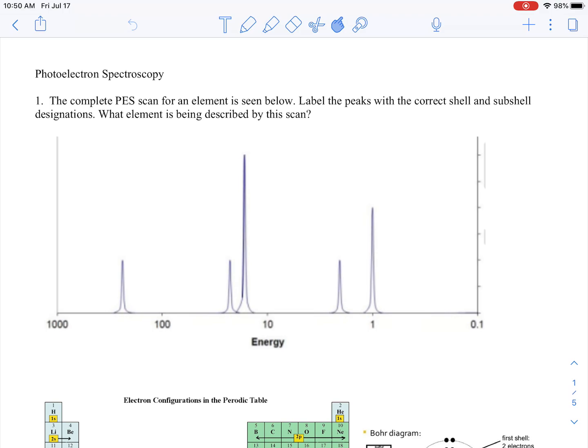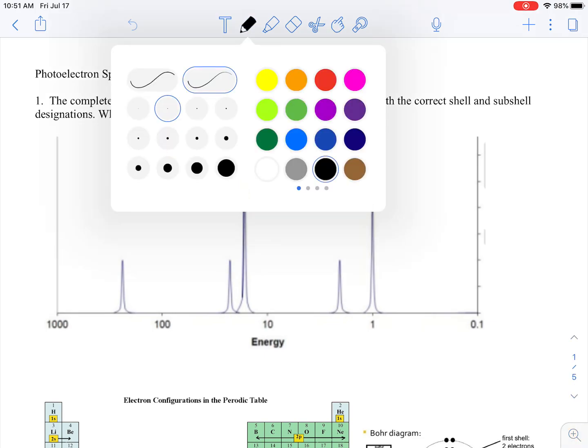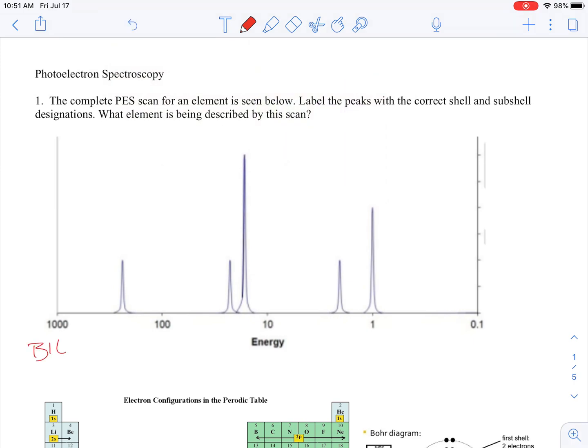Number one here, we're looking at complete photoelectron spectroscopies, as it says here in number one. Now, the only trick to doing these, and I don't for the love of everything know why they do this, but sometimes when you look at the problems, they have the big number over to the left and the small number over to the right. Seems silly, seems backwards. There must be some reason for it. I honestly don't know what it is.